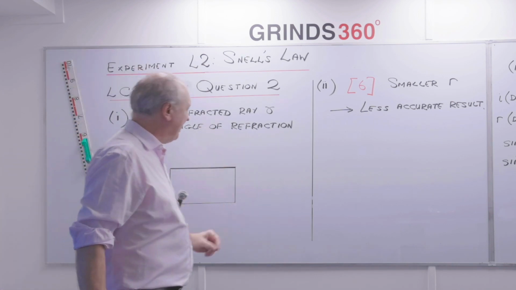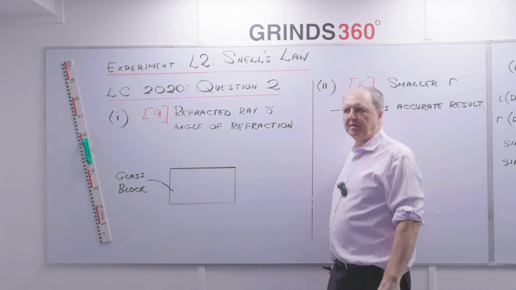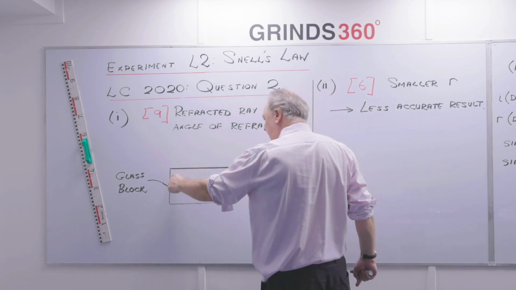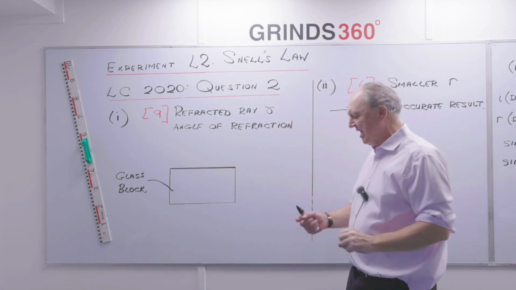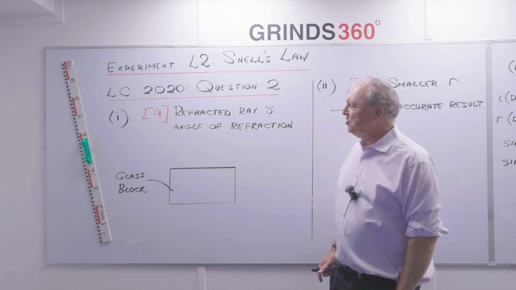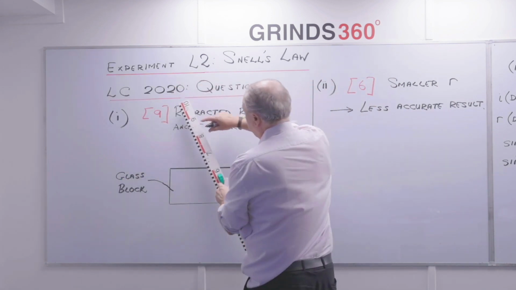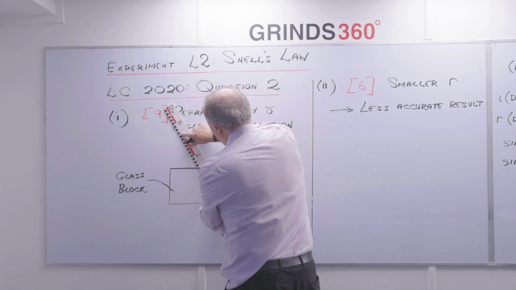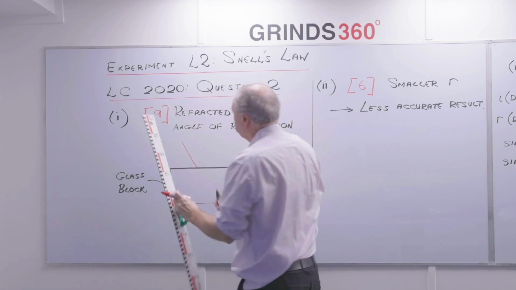So here's a block of glass. You set that down on a piece of paper. You draw the outline around the block of glass, so you're left with a rectangle. Lift the block of glass away. I want to draw in an incident ray, so I'm just going to draw the incident ray as a red line going along the paper. So there's my incident ray.